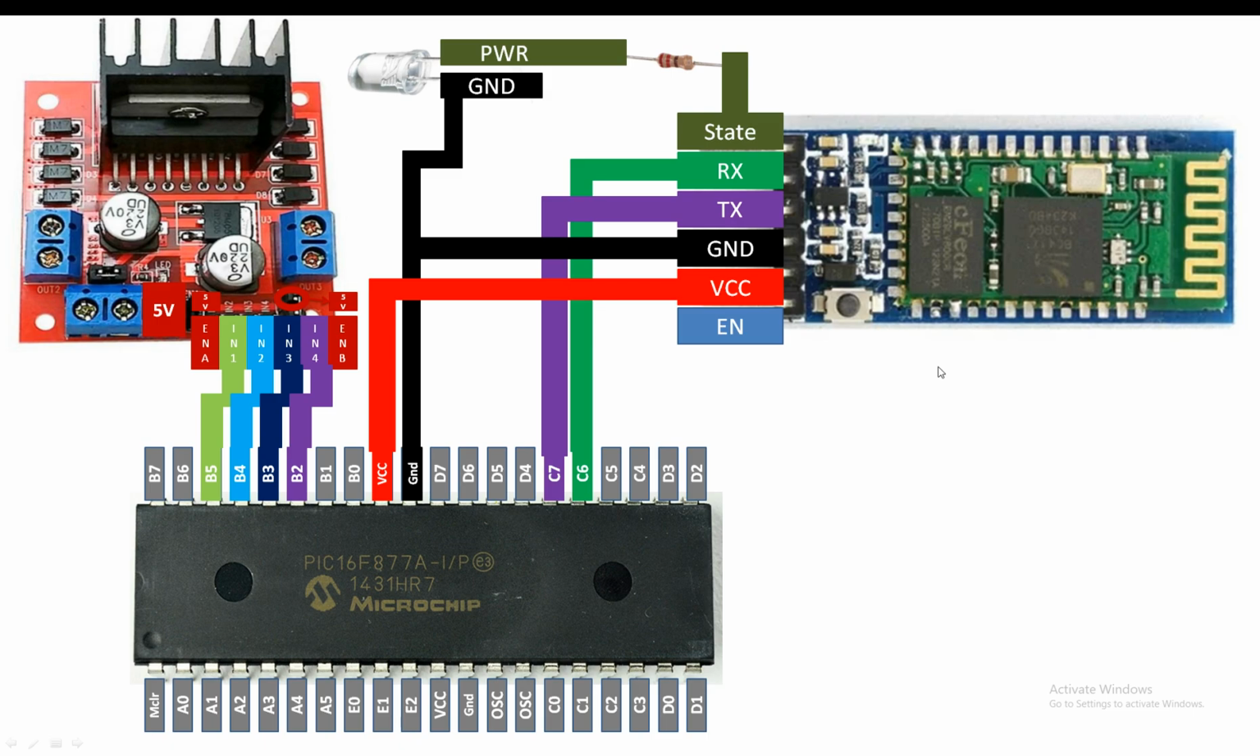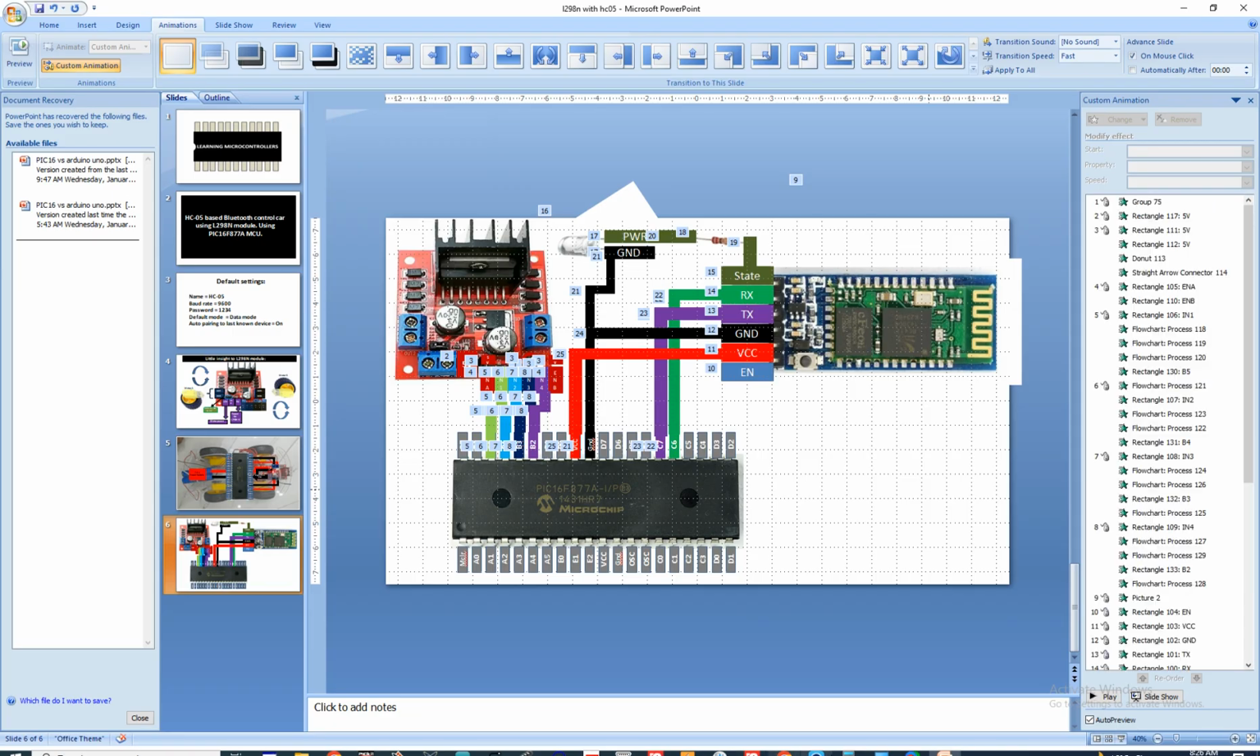Now what I'm going to do here is that I will send F. F means move forward. The whole vehicle will move forward. When I send the character B, it means backward. It will move in reverse. When I send L, it will move left. When I send R, it will move right. That's all. So let's get to our hardware before we move on to the programming.